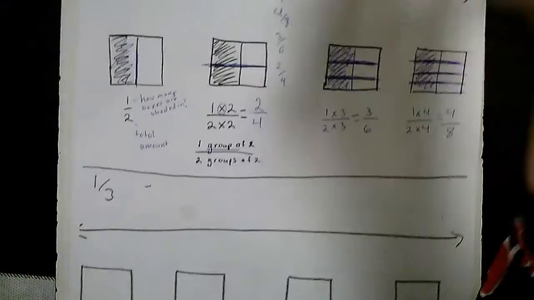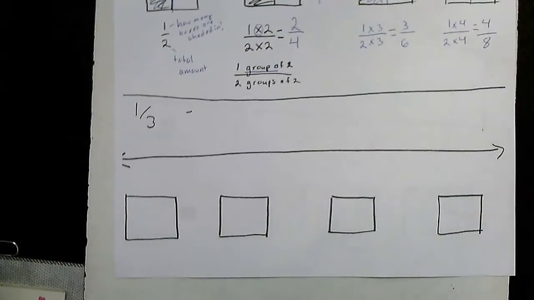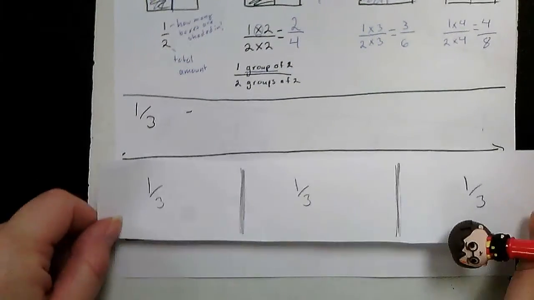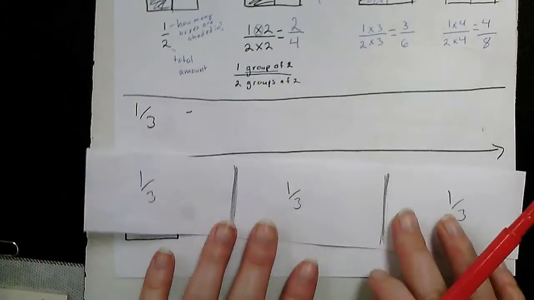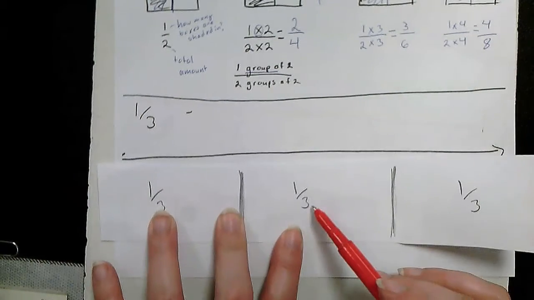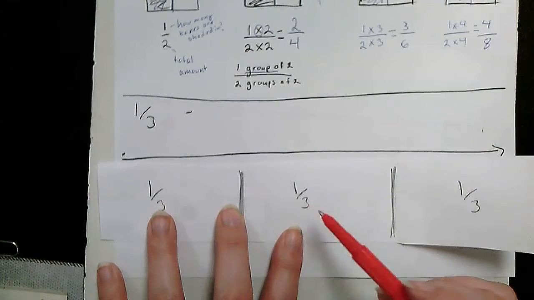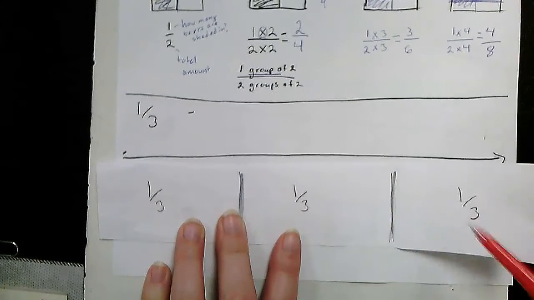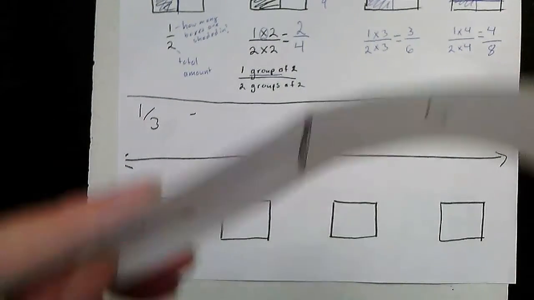And for this next problem, we are going to have our third fraction strip out. So now this third fraction strip, what this means is that now I have to have 3 parts that make up my whole. So I have 1, 2, 3 parts that make up my whole. So that's why I bended it in 3 different spots.